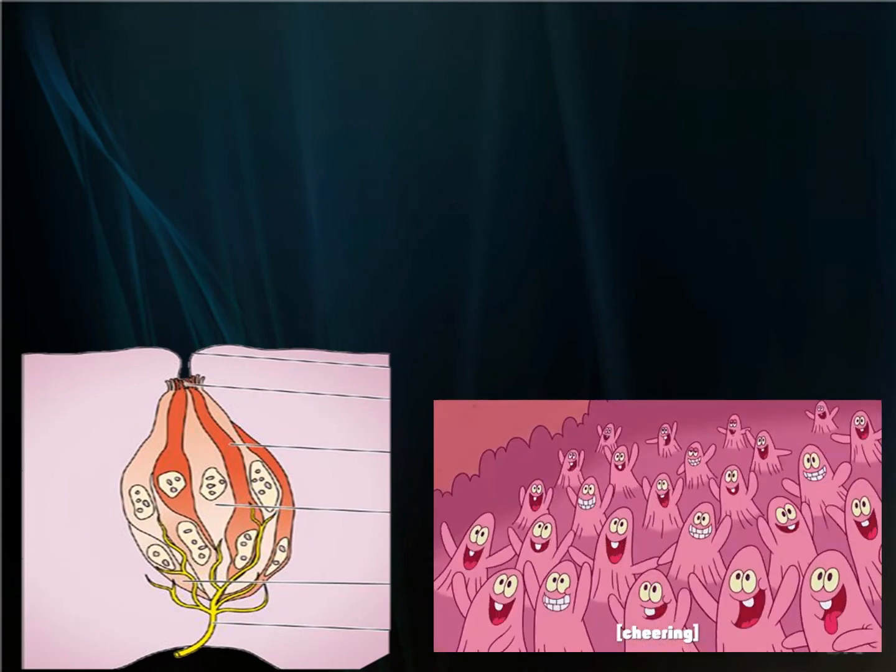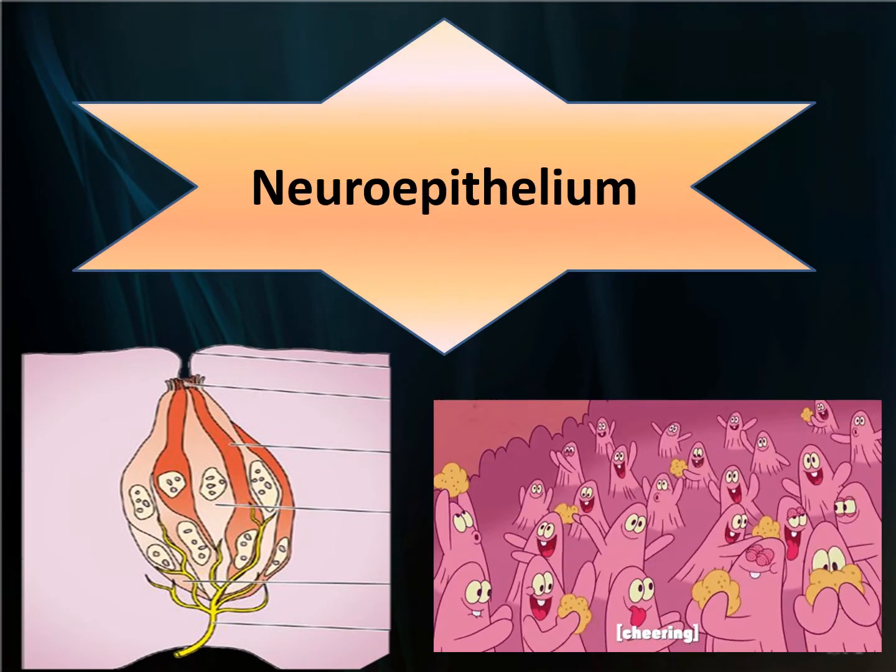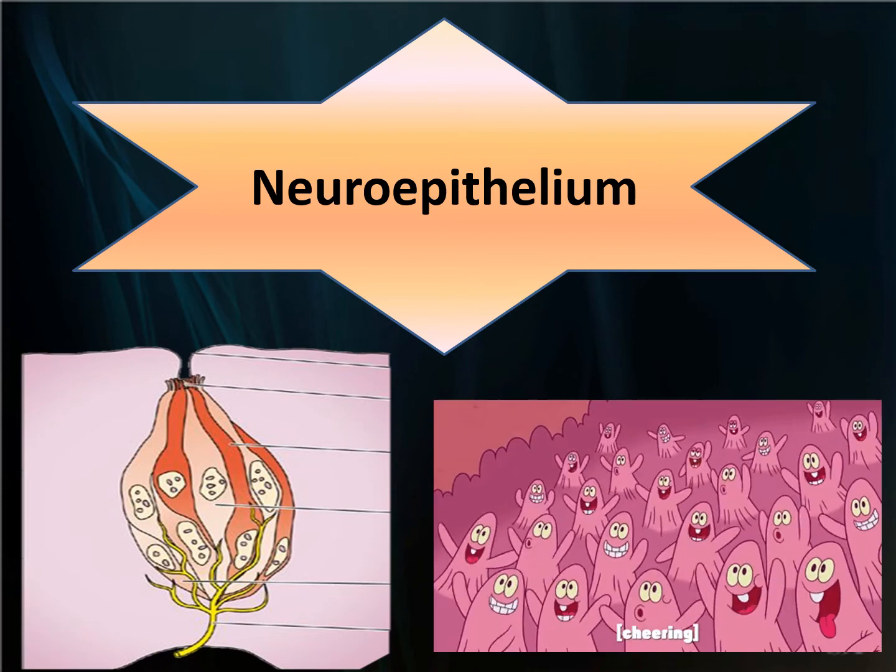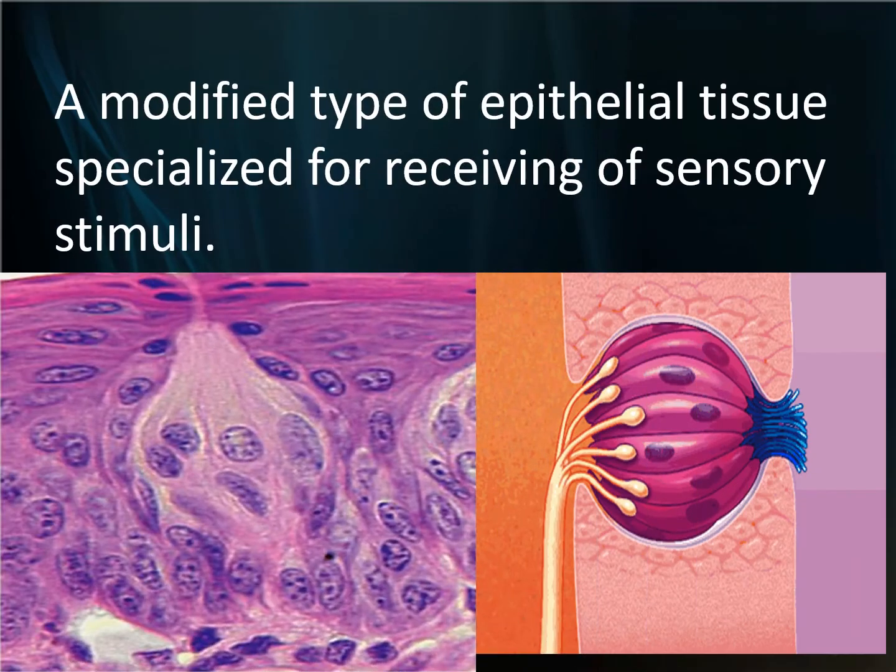Now we will study the neuroepithelium. What is meant by neuroepithelium? This is a modified epithelial cell for receiving sensory stimuli, like the five senses in our body, like taste, hearing, olfaction. So this is a special type of epithelial cell that is modified for receiving sensory stimuli.